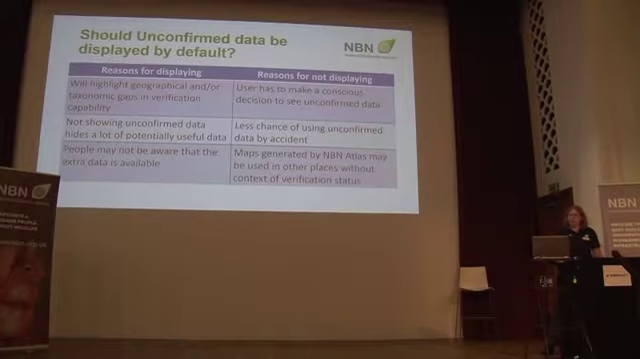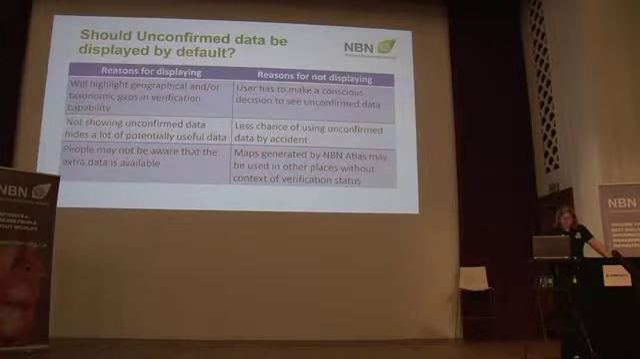And reasons for not displaying it have been given as follows. If you make people have to make a conscious decision to see the unconfirmed data, then by doing that they are taking clear responsibility for the decision to use unconfirmed data. And there's less chance of using unconfirmed data by accident, although you could argue that if it's clearly denoted, there's less chance of that anyway. The other potential issue is that if you generate a map from the NBN Atlas and it's put on somebody else's website, and they don't have the information about the verification status or the explanation of what that means, it might get used in the wrong way on their site.